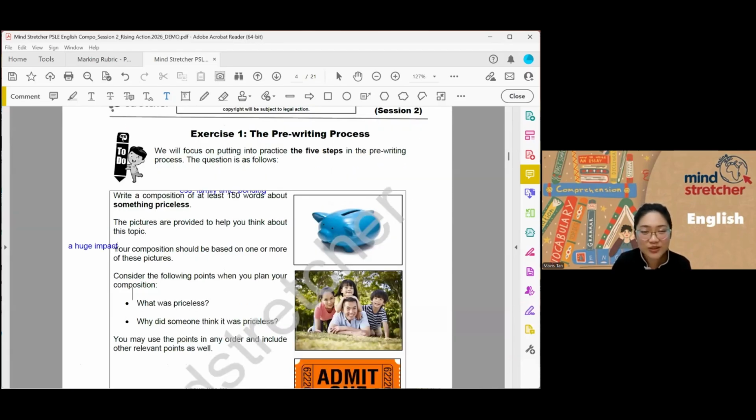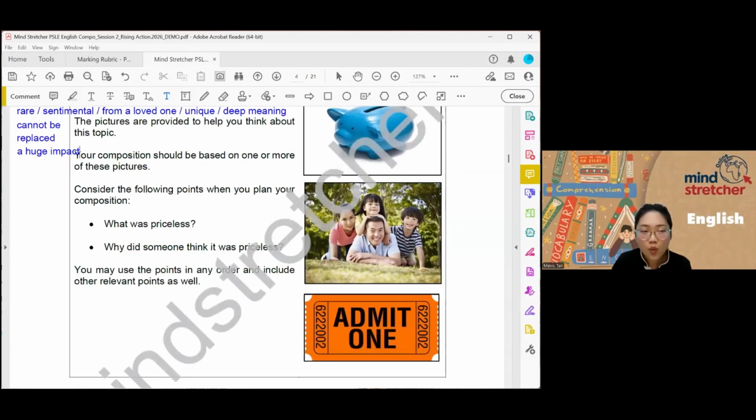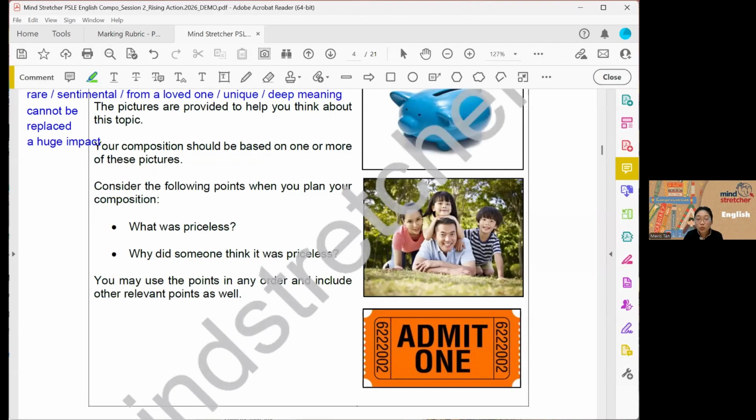Let's take a look at these two questions first before we look at the three pictures. What was priceless? Students, in this workshop, don't worry if you have something on, and at any point, if you really need to go, please don't worry. It will be recorded. So you learn as much as you can while you're here.